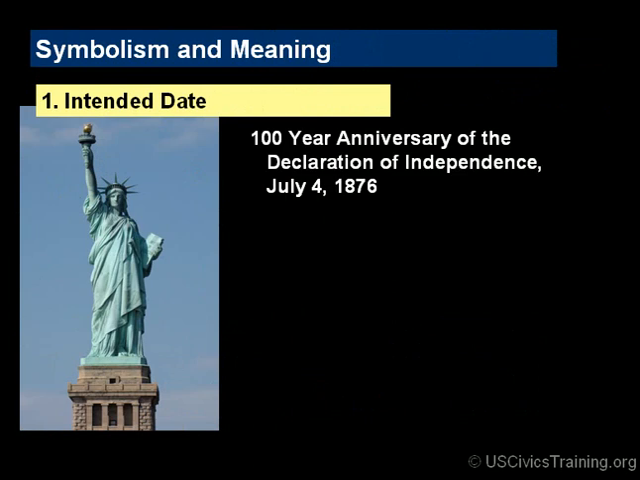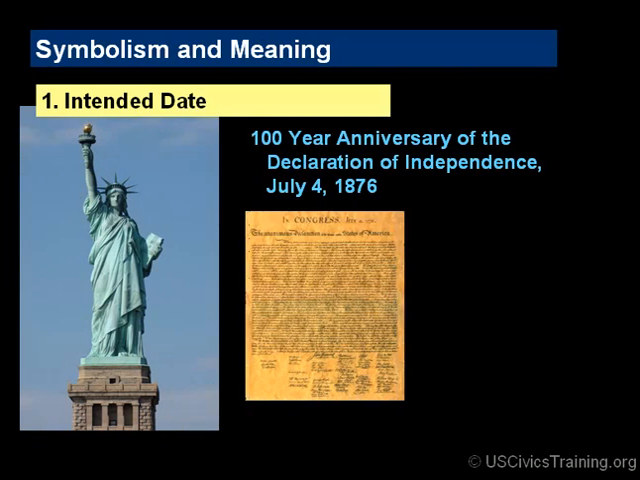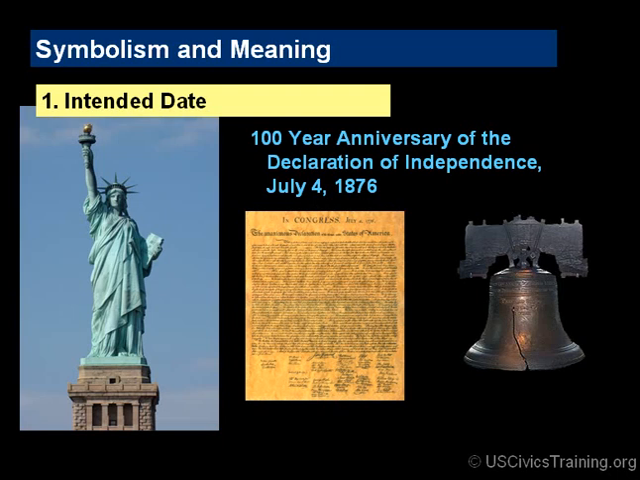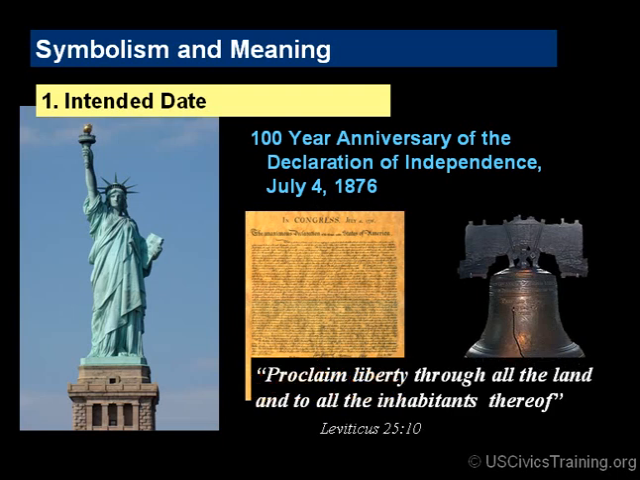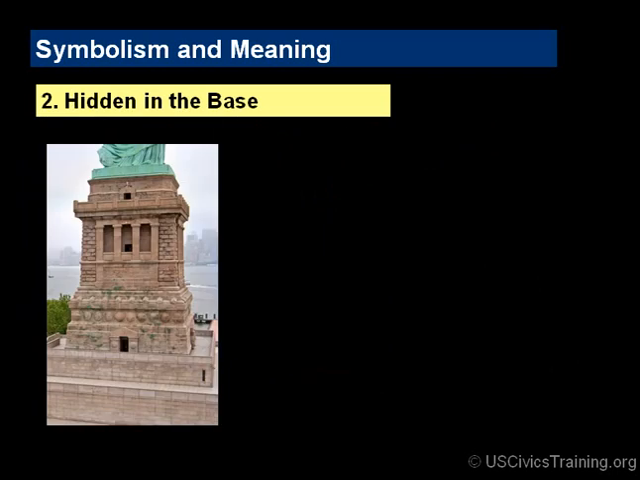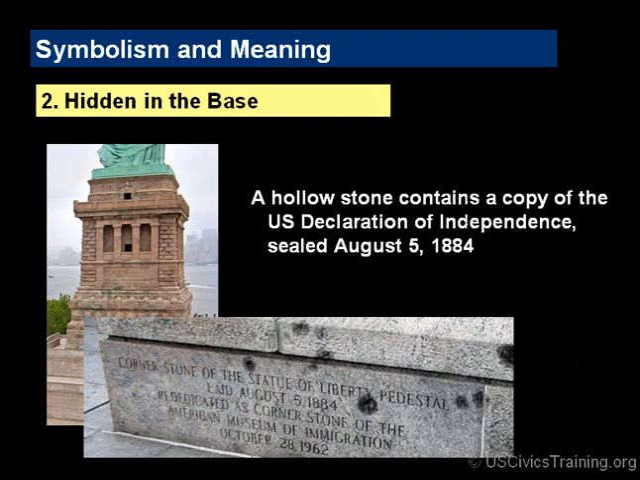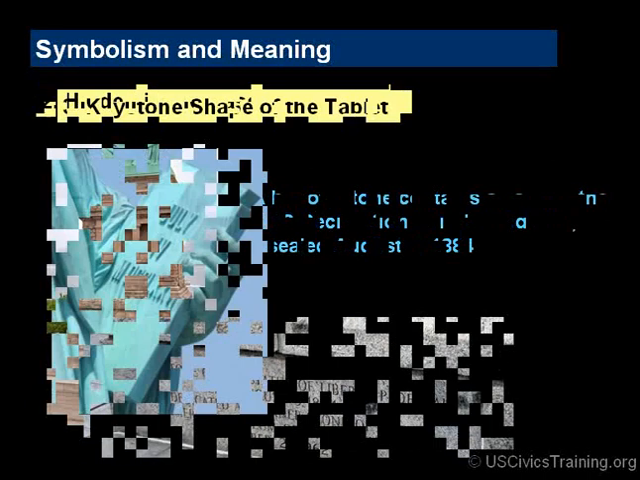The intended date of the gift was the 100-year anniversary of the Declaration of Independence, July 4th, 1876. The French knew how important this date was and how important the contents of the Declaration were about liberty. So much so that the statue and the monument continue on this theme of the Declaration. Hidden in the base is a hollow stone that contains a copy of the Declaration of Independence when the base was first started and then completed on August 5, 1884.